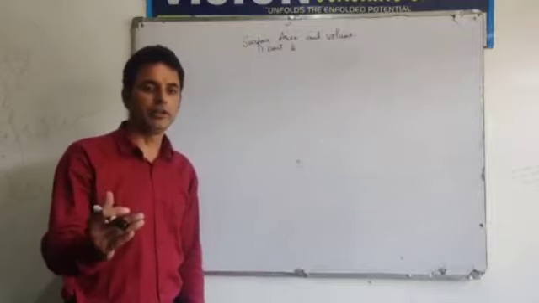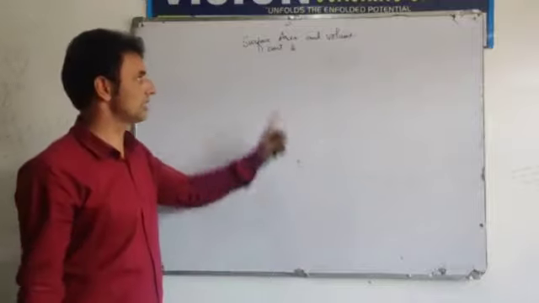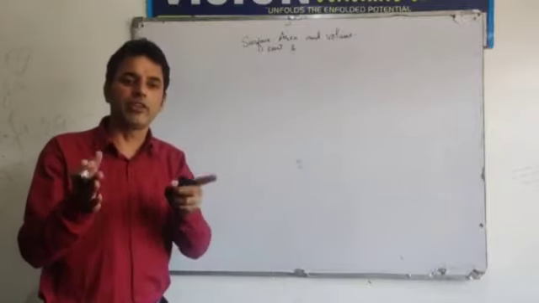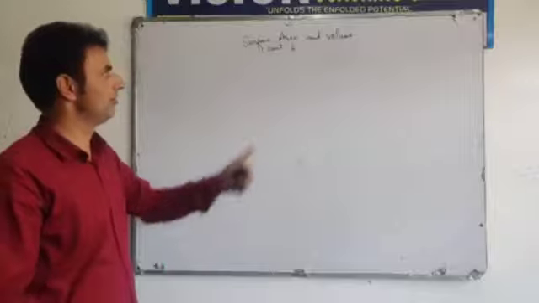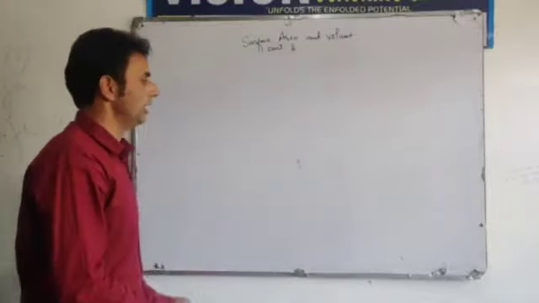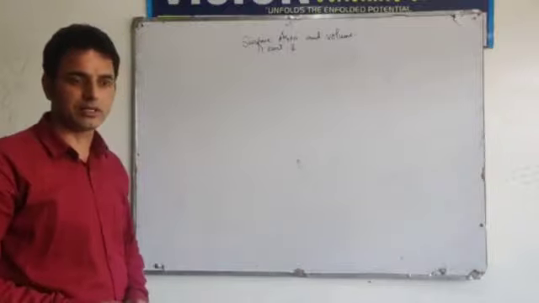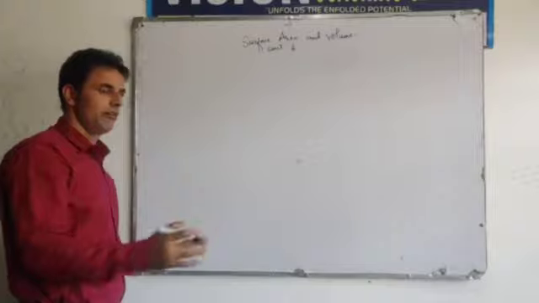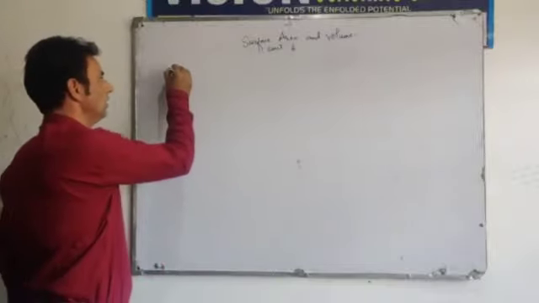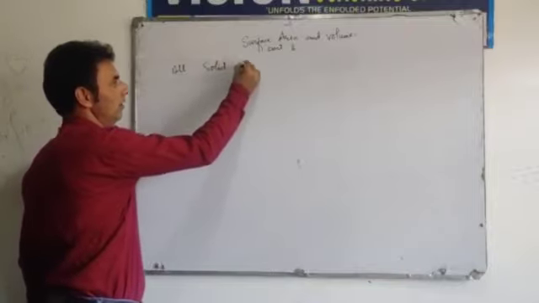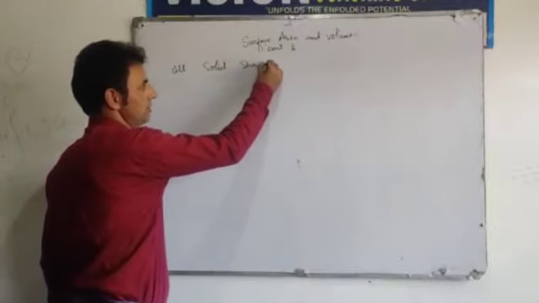In part 1 we discussed what is surface area, what is volume, and for which shapes we have to find surface area and volume. Today in the second part of this chapter, we have to define all solid shapes.